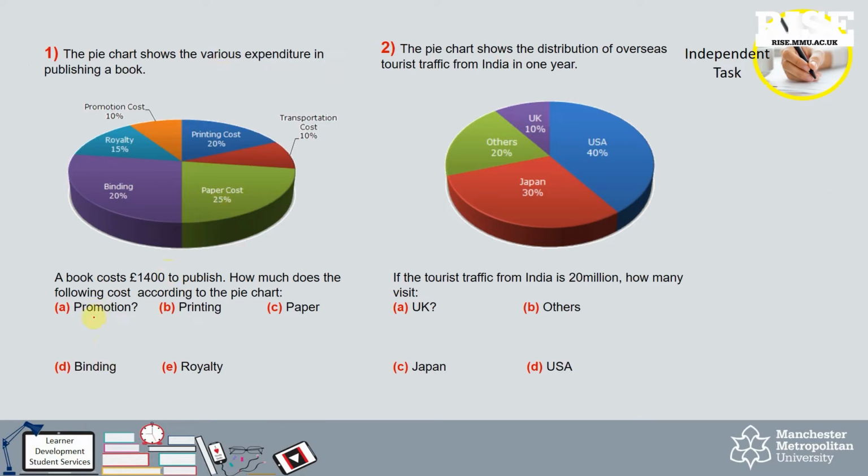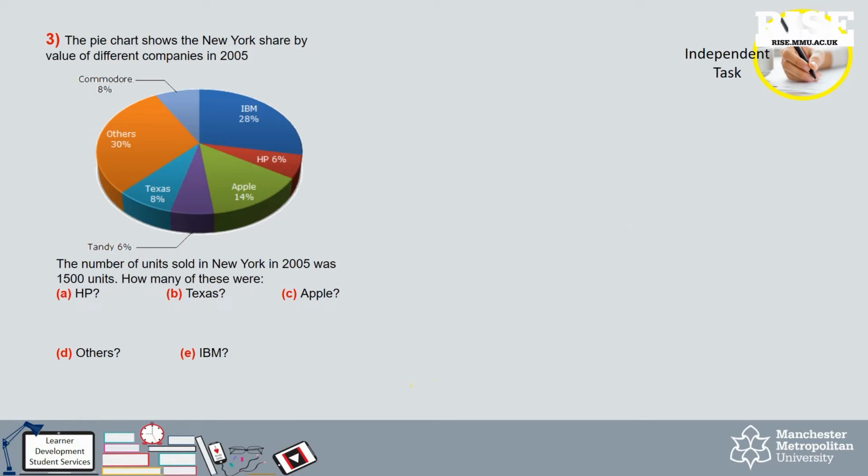For question 1 then, we have promotion is £140, printing is £280, paper is £350, binding is £280, and royalties is £210. For the tourist traffic, those going to the UK are 2 million people. Others is 4 million people. Japan is 6 million people, and the USA is 8 million people. Try this last question. Pause the video, and when you're ready, press play for the answers.